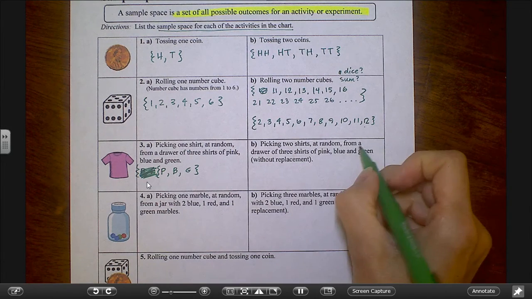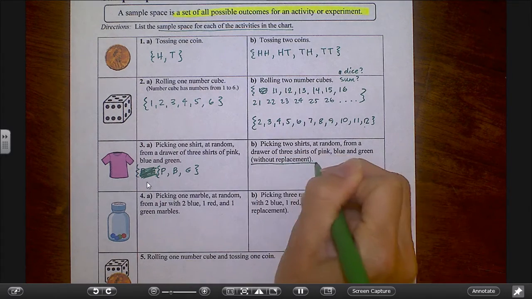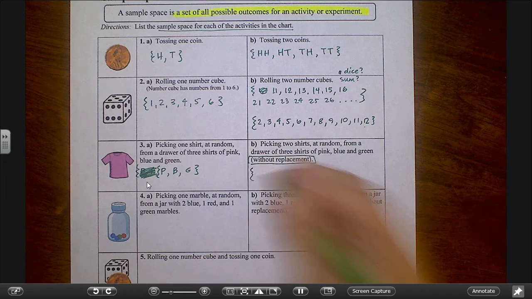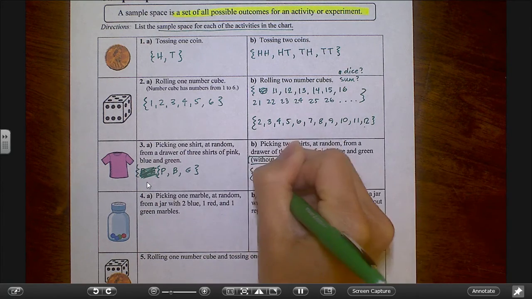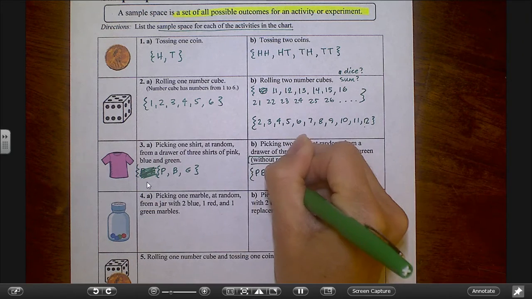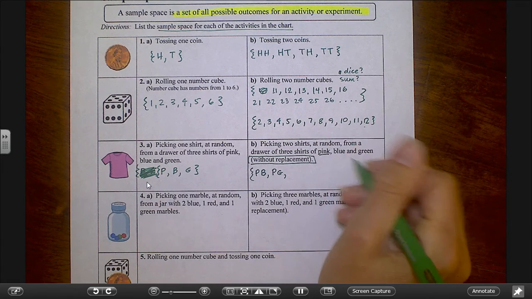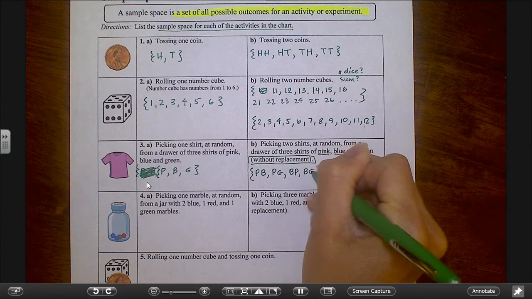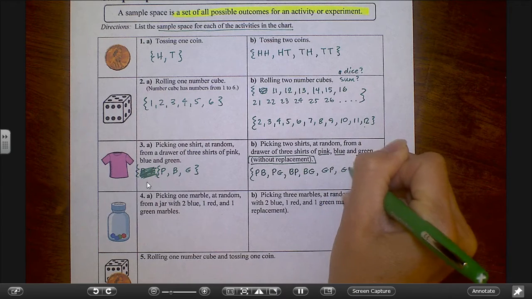Picking 2 shirts at random from a drawer of 3 shirts of pink, blue, and green without replacement. Without replacement, that means I'm not picking up a shirt, putting it back, and then picking up another one. So once I pull it, it's gone. So now, 2 shirts at random. Let's start with pink. I could choose pink, blue, or I could choose pink, green. And then if I did blue first, I could have blue, pink, or blue, green. If I pick green first, I would have green, pink, and then green, blue.